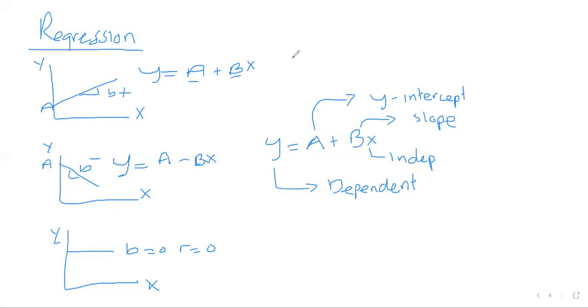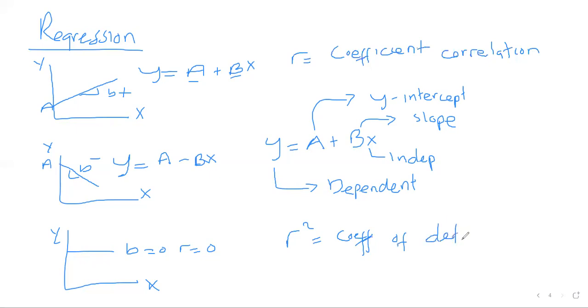Now there's a variable called R, which stands for the coefficient of correlation. It tells you whether the relationship is positive or negative. So if you have a positive relationship, your slope will also be positive. If you have a negative relationship, your slope will also be negative. And when you square that answer, it's called the coefficient of determination. It tells you how much of y depends on x. It gives you the variation percentage.